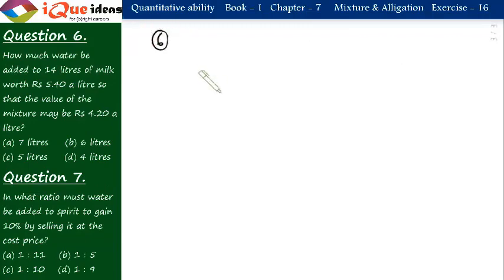The next question, question number 6, pretty much similar. How much water should be added to 14 liters of milk worth rupees 5.4 per liter so that the value of the mixture may be rupees 4.20 a liter? Now see, the milk price is given, 5.40 rupees per liter. And the water price, assuming water is free, is 0. And the average price should come out to be 4.20. So the difference of 5.4 and 4.2 would be 1.2, and the difference of 0 and 4.2 would be 4.2.